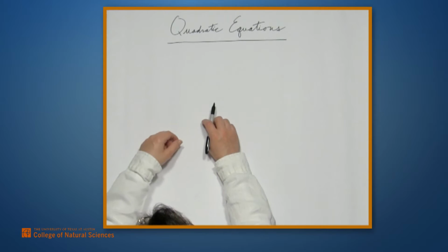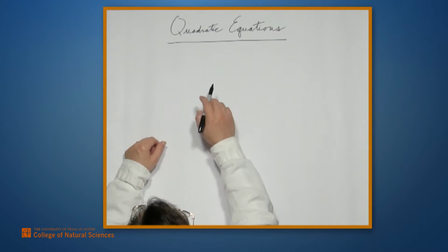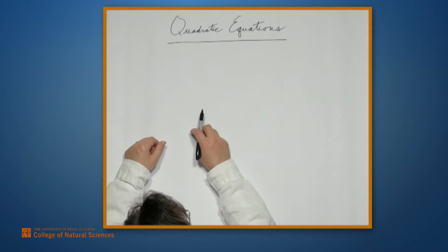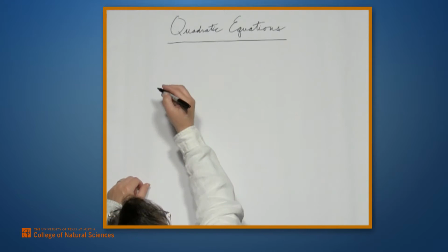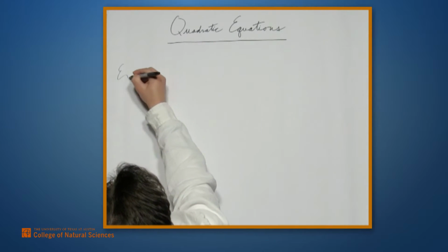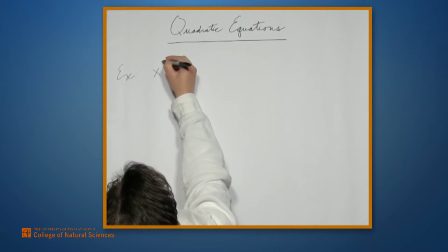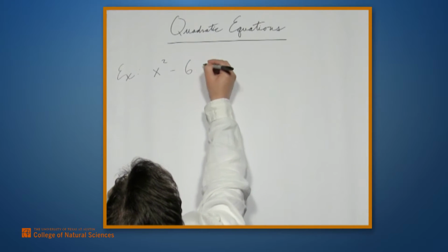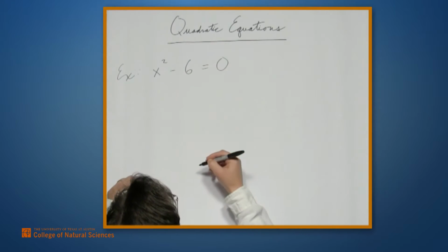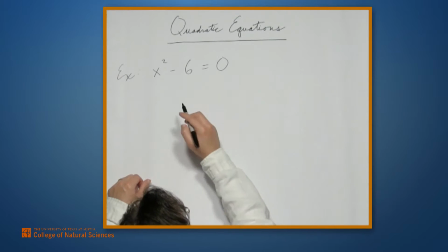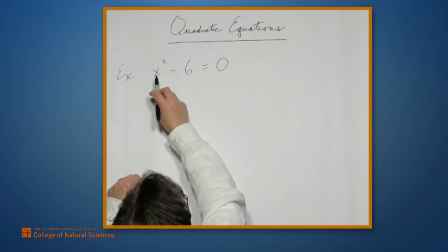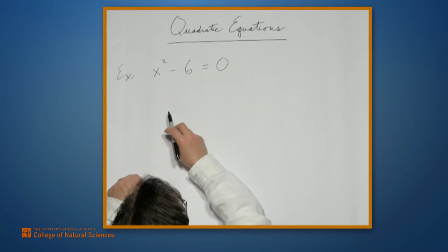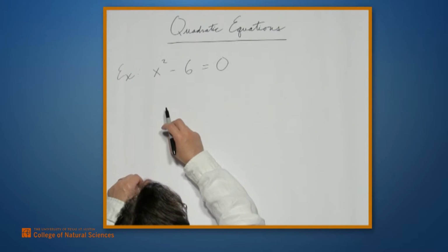We're here at the example table, and in this video we're going to be talking about quadratic equations. Let's start with just about the simplest case. Let's take, for example, x squared minus 6 equals 0. What makes this so simple is that the only occurrence of x is this x squared. There are no x to the first power terms.